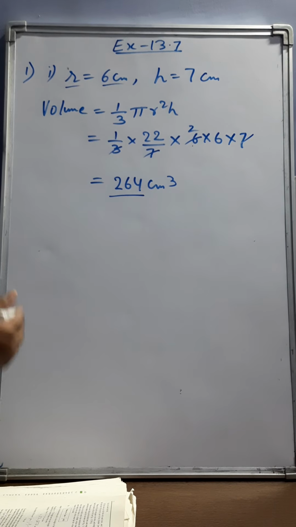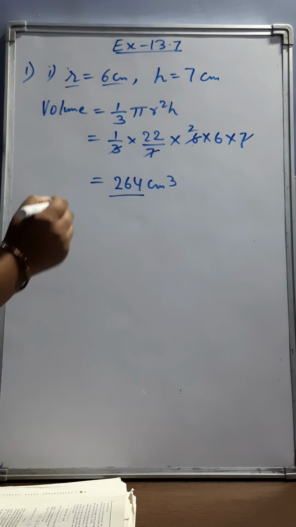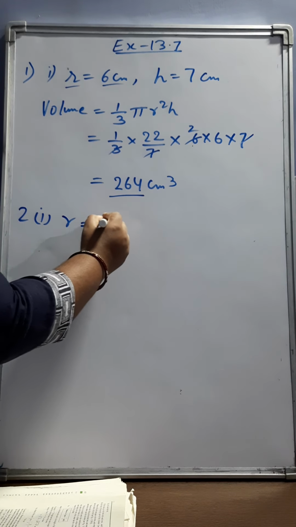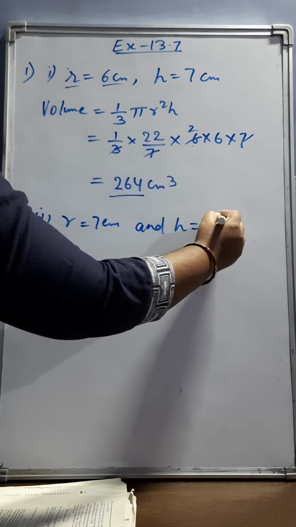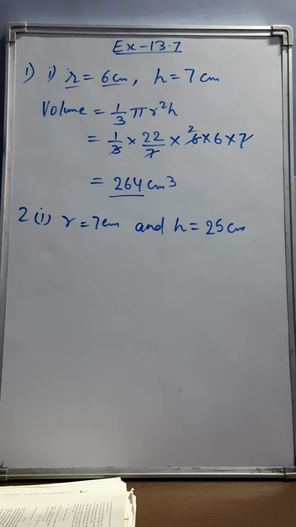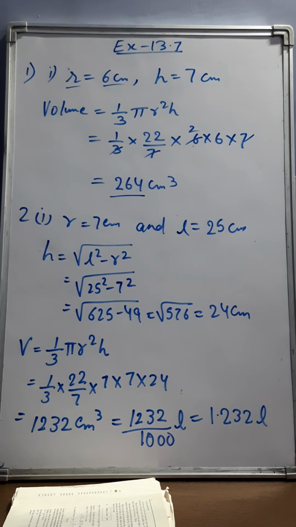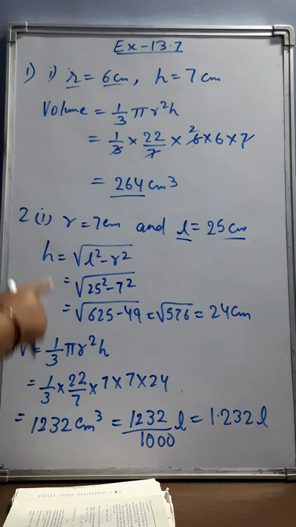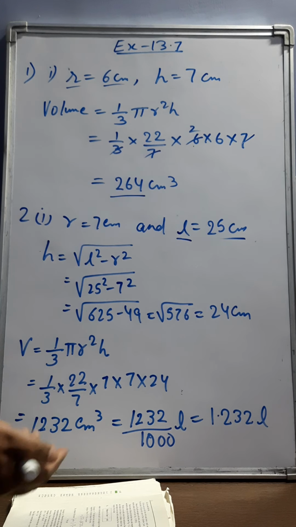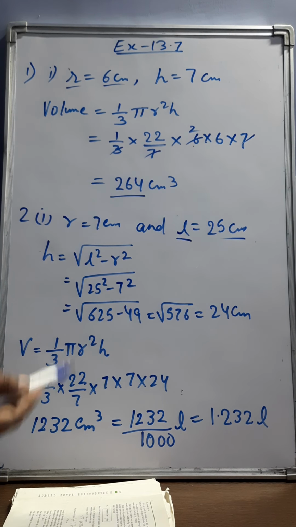Let us come to question number 2. Sorry, in question number 2, slant height is given as 25 centimeter, which I have written here. Radius is equal to 7 centimeter and slant height is 25 centimeter. Also, it is said to find the capacity in liters of a conical vessel. So first we will have to calculate its volume in centimeter cube, then we will convert it into liters.